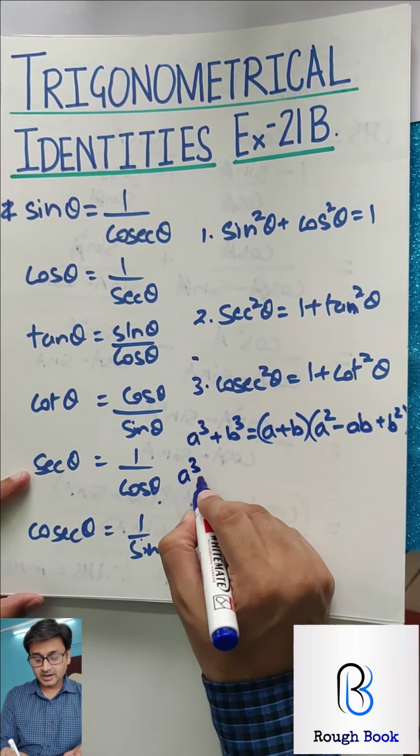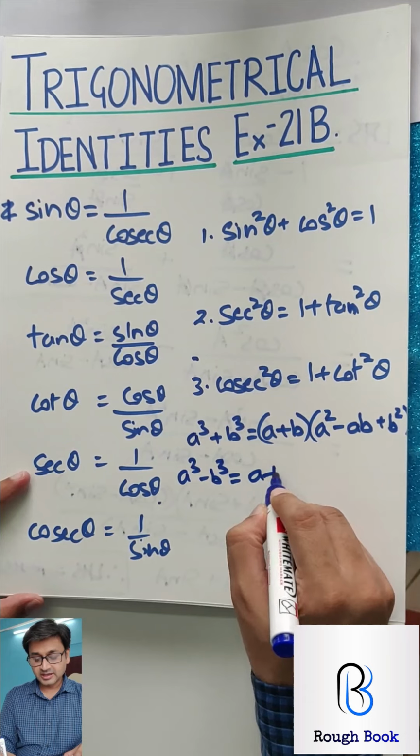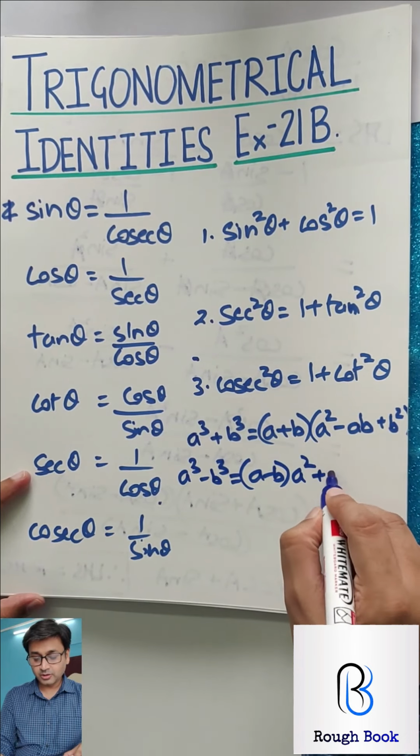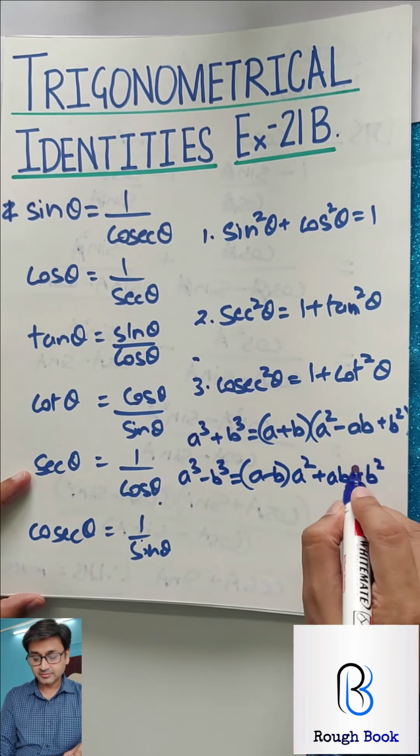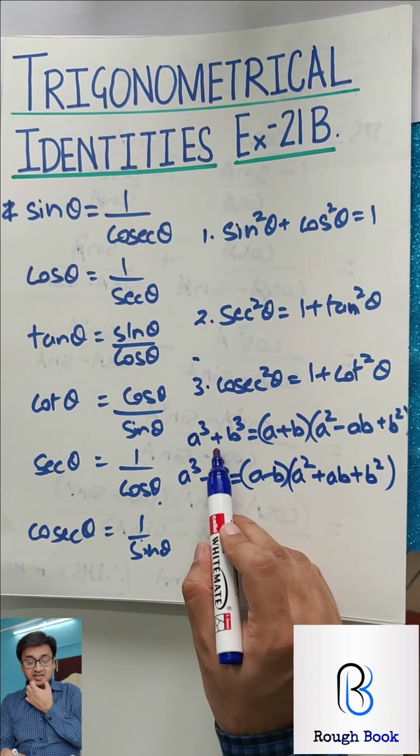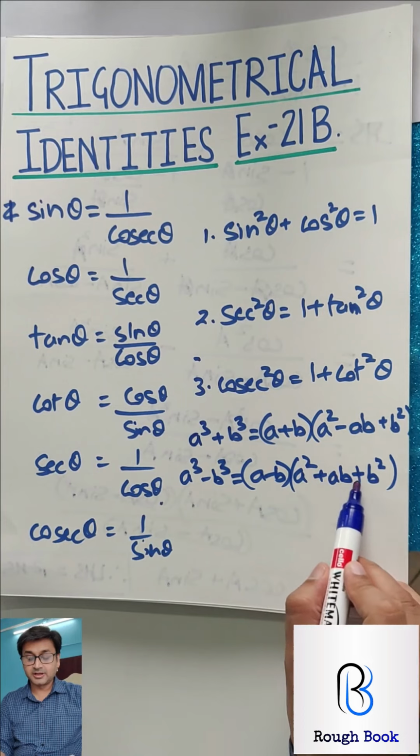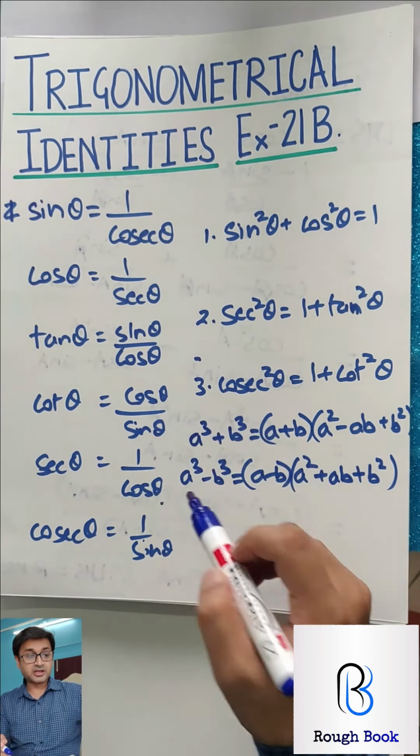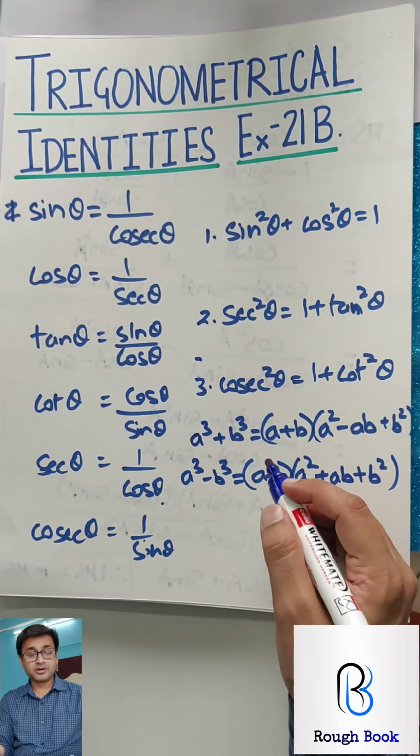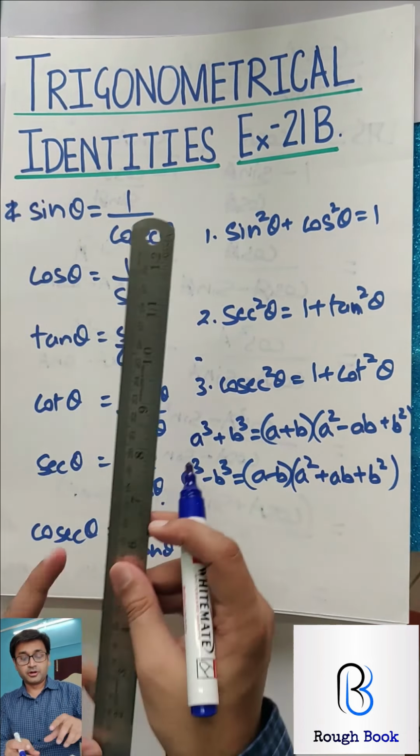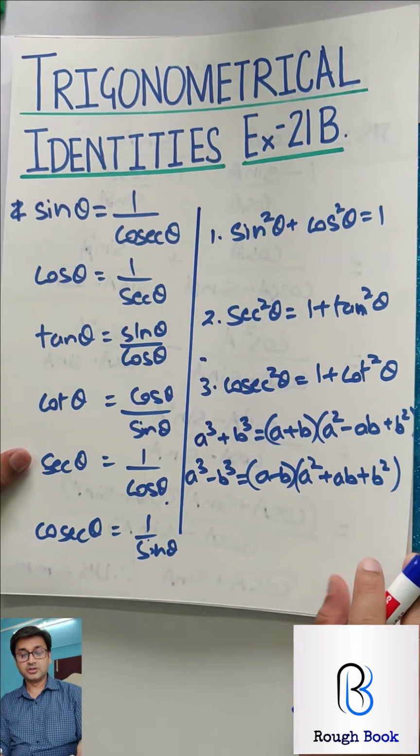Likewise, a cube minus b cube is a minus b into a square plus ab plus b square. So when it is plus, it becomes plus minus plus, and when it is minus, it becomes minus plus plus. Are you understanding it? Take a screenshot of this and put it on your softboard. Every time you want to refer to anything in trigonometry, this becomes a help for you. Yeah, so there you go.